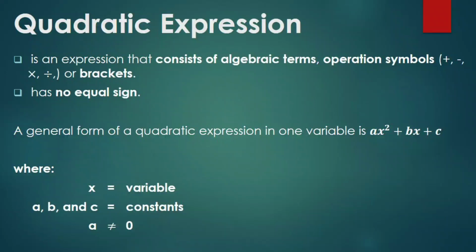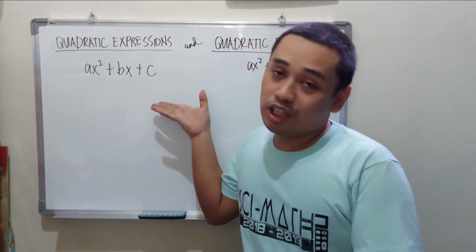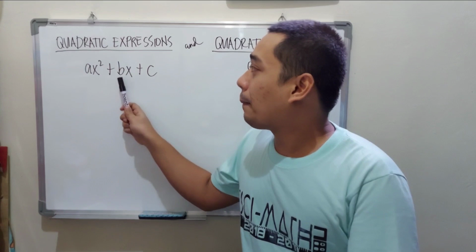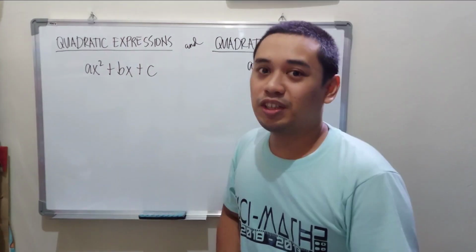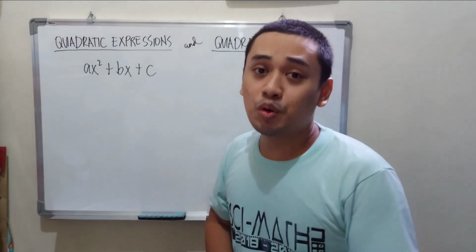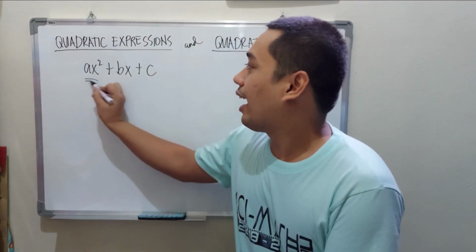A general form of a quadratic expression in one variable is given by ax squared plus bx plus c, where x is any variable, a, b, and c are constants. They are real numbers, but a must not be equal to 0. Ayan, so kung makikita natin, ang sabi po, ang quadratic expression daw has a general form of ax squared plus bx plus c, where a, b, and c are the numerical coefficients for the terms we have on the first and the second term.